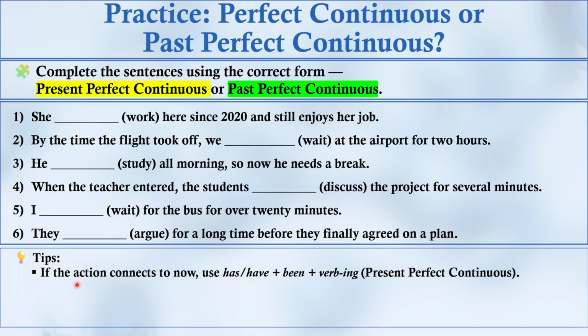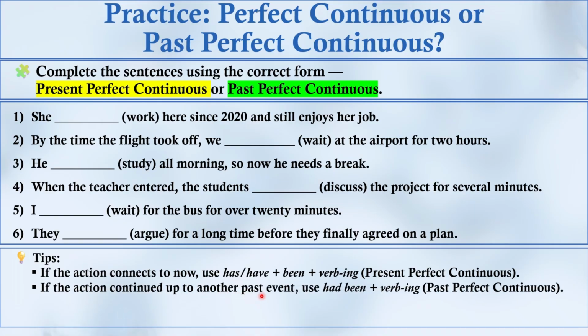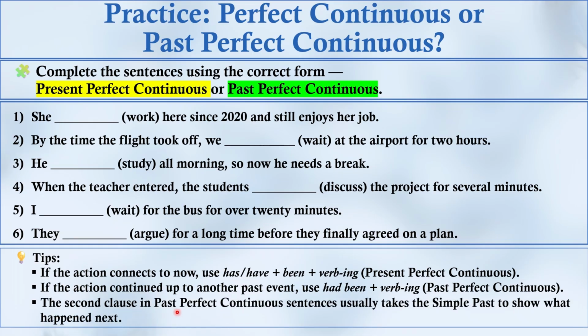If the action is connected to now or is still continuing, use has or have plus been, followed by the ing form of the verb. If the action continued up to another past event, use had been plus the ing form of the verb. And remember, in past perfect continuous sentences, the second clause usually takes the simple past to show what happened next. Pause the video now to complete them. When you are ready, press play to check your answers.